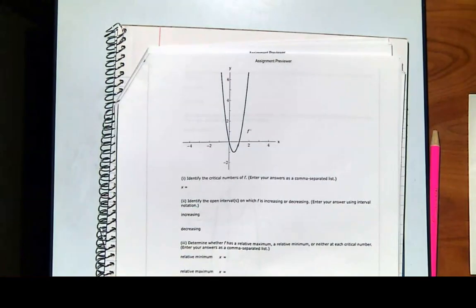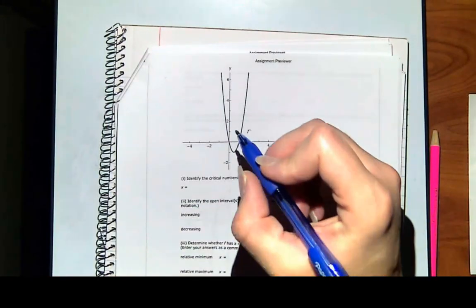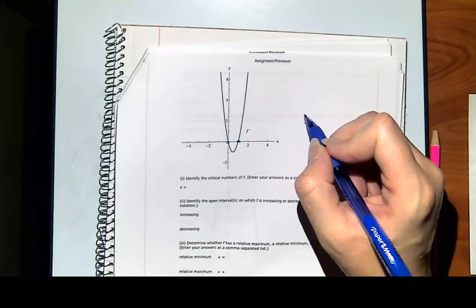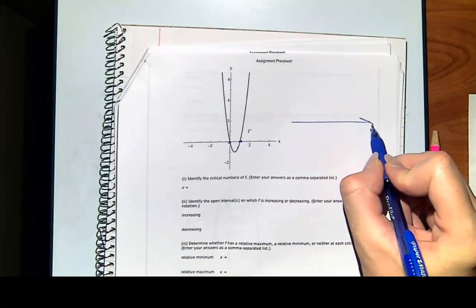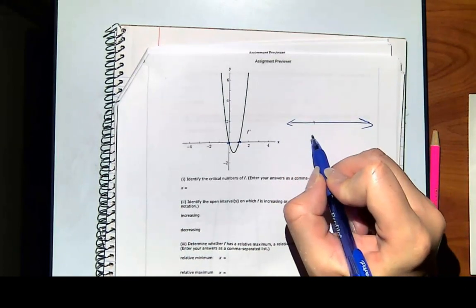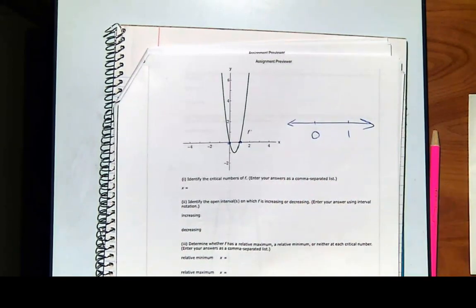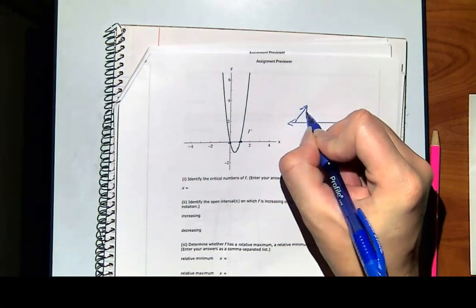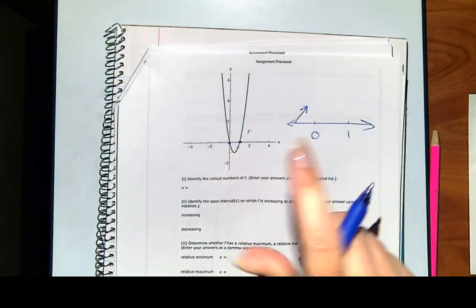So let's look at another option. Remember, these are graphs of your derivatives. Where does it hit the axis? Figure that out first. It hits the axis at 0 and 1, so you've got critical numbers at 0 and at 1. If it's above the axis, it's increasing. If it's below the axis, it's decreasing. If it's above the axis, it's increasing.